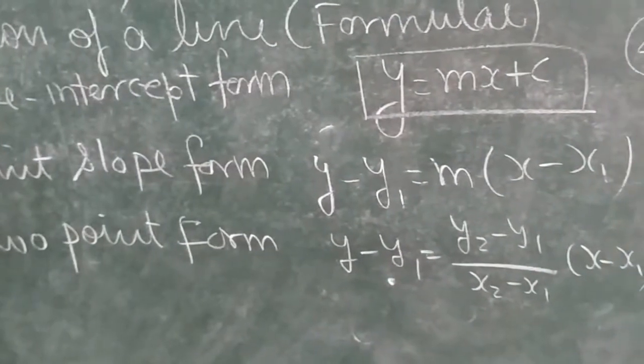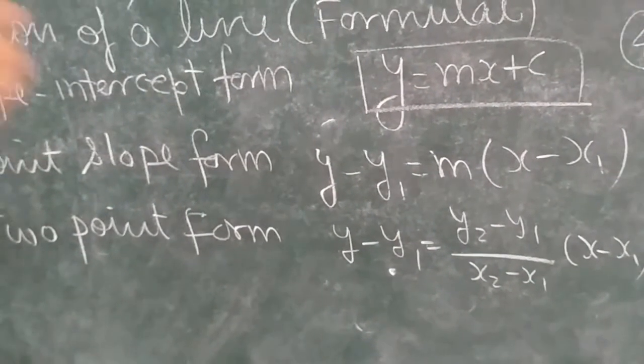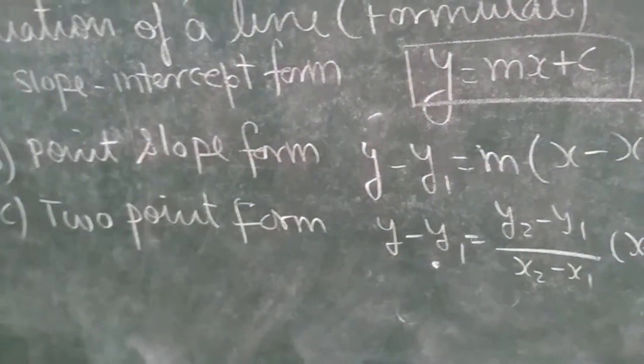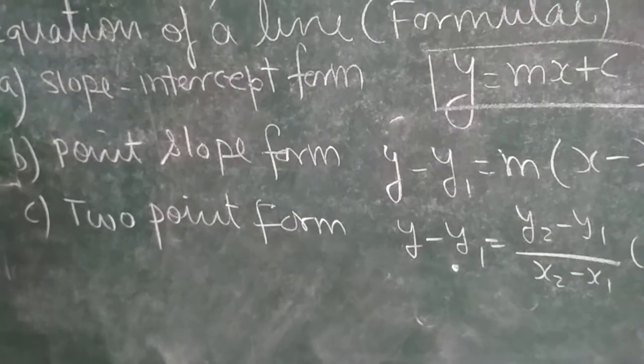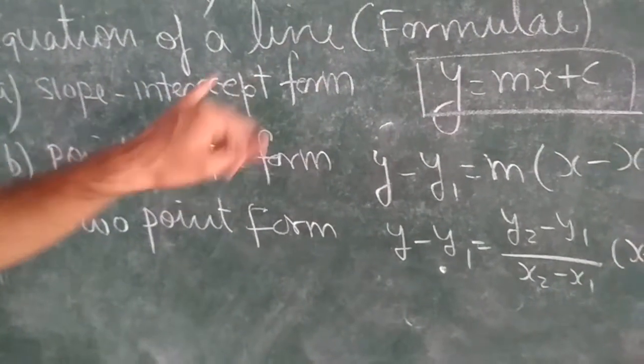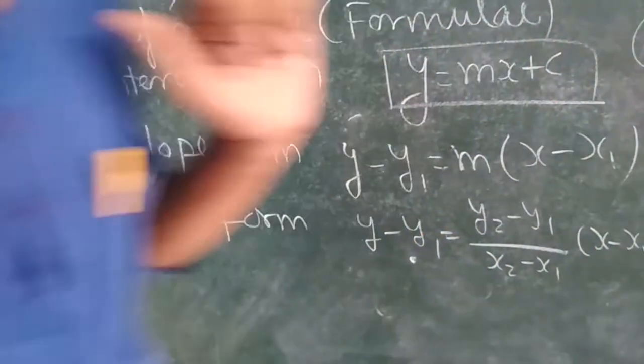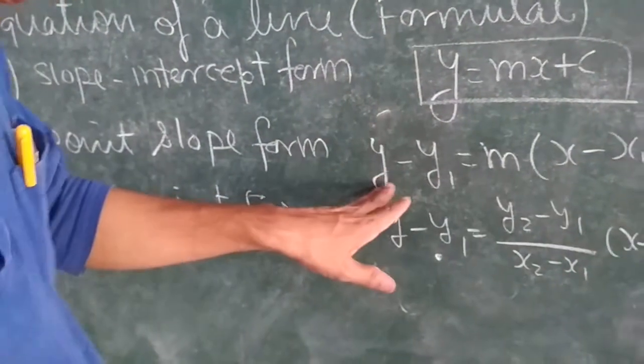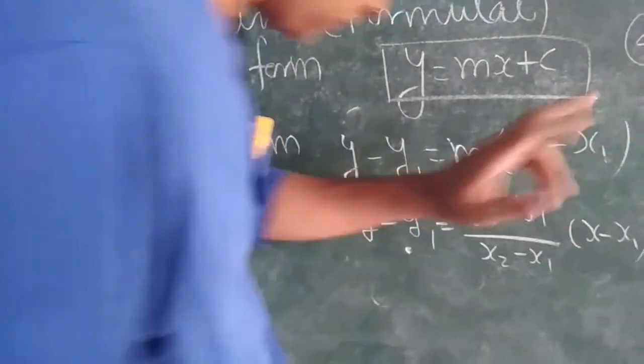What is the condition given in the question? According to that, you have to select the formula that you have to apply to find the equation of the line. If you are given the slope intercept, then you have to use y equal to mx plus c. If you are given one point and slope, then you have to use y minus y1 equal to m(x minus x1).